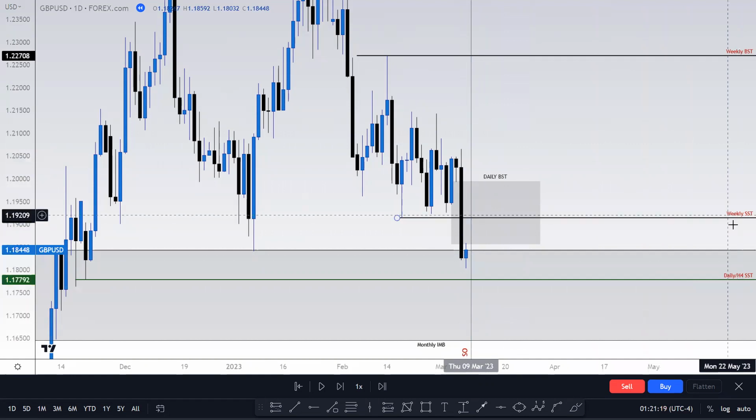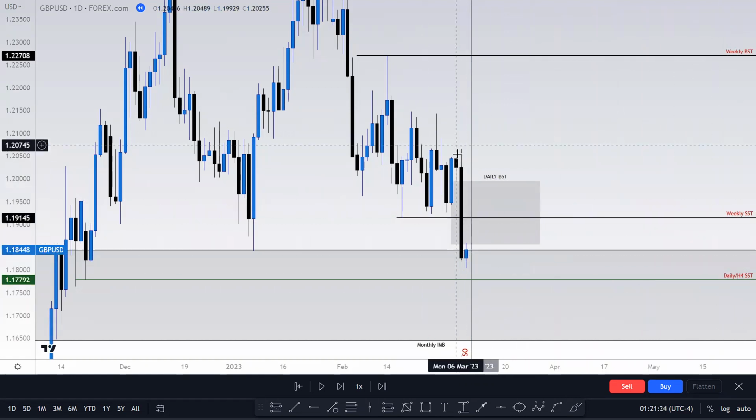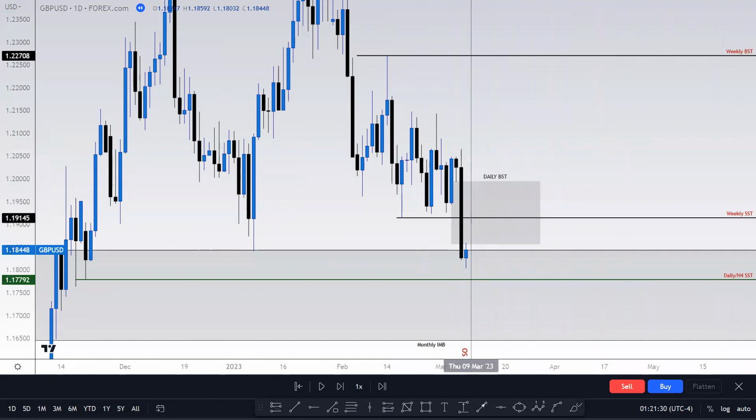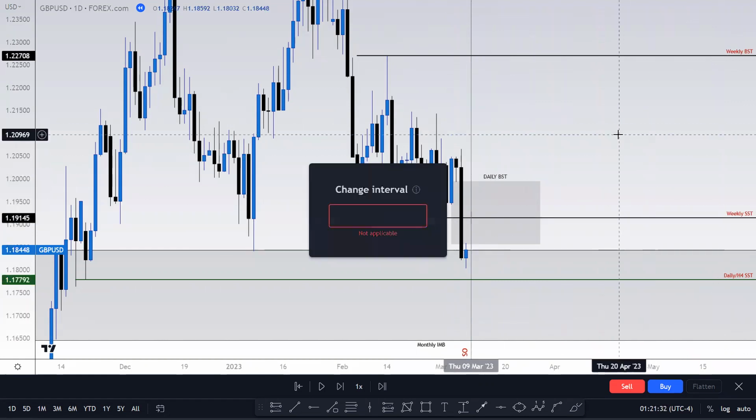So a good area to aim for is always the point of equilibrium. The point of equilibrium is the midpoint between the extremes of where an imbalance has been created, and the confluence of our equilibrium point is the weekly sell side target.